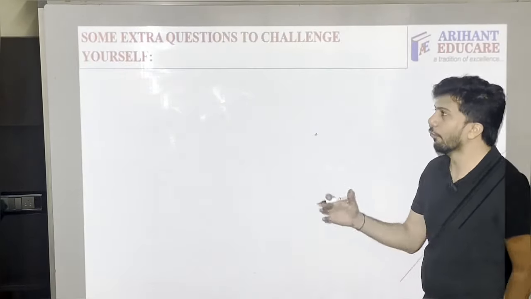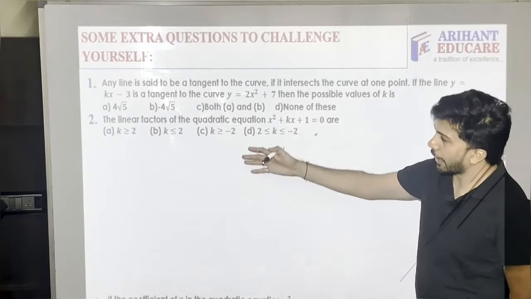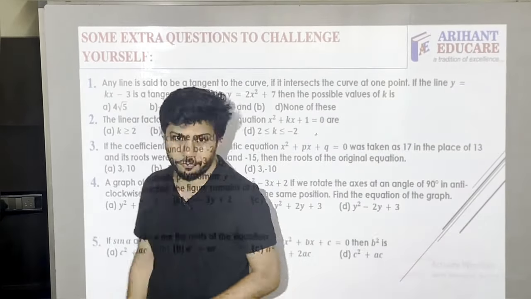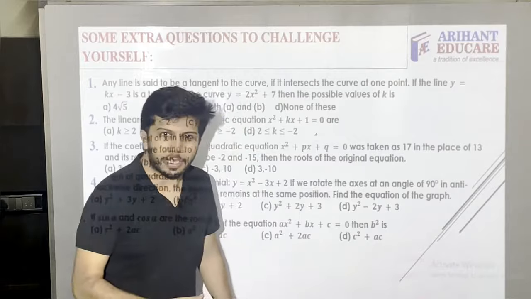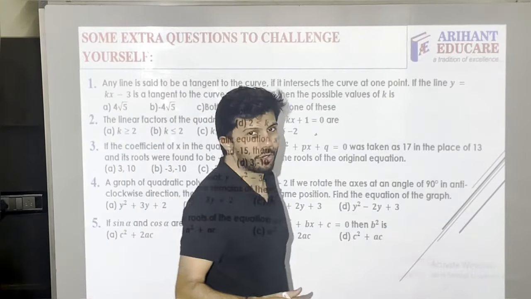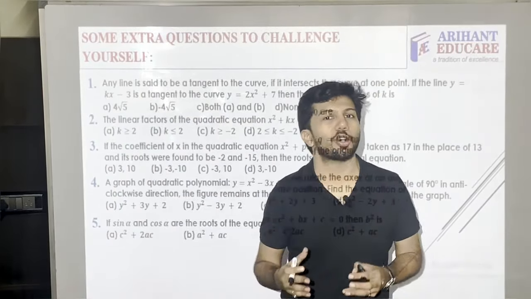So we have 5 homework questions for you. These are question number 1, 2, 3, 4 and the 5th one. I would now go out of the frame so that you can take a screenshot and discuss those sums with your friends. Let me know in the comments whether you could solve them or not.